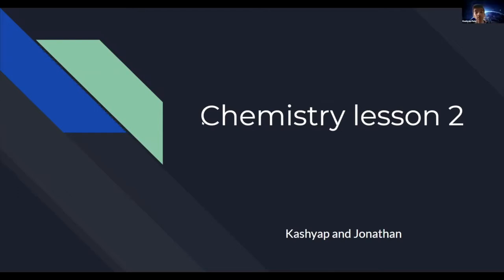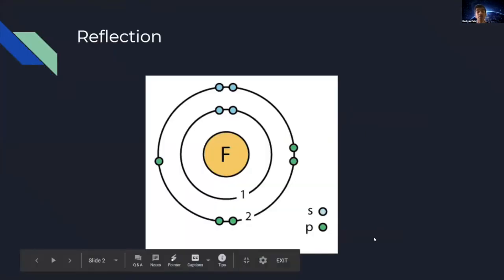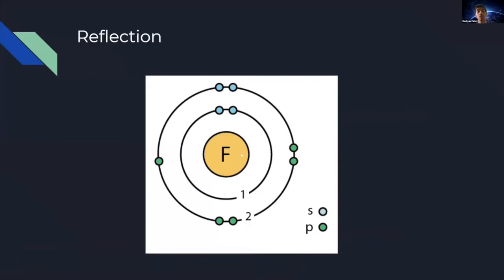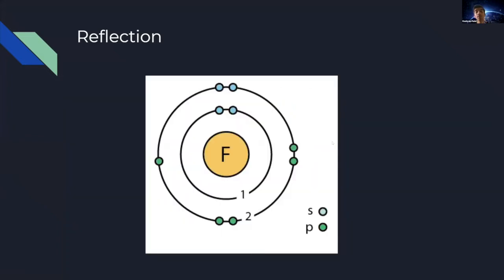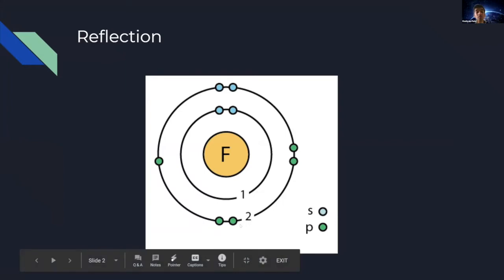Okay, so for today's lesson, we're going to be going over atoms and ions. Let's start with a bit of reflection from last week. We went over valence electrons. To quickly go over that, take the element fluorine. Fluorine in the periodic table of elements is in group 17 or 7, which means it'll have 7 valence electrons, and valence electrons are the electrons in the outer shell. As we see here in this outer shell, which is 2, there are 7 electrons orbiting.